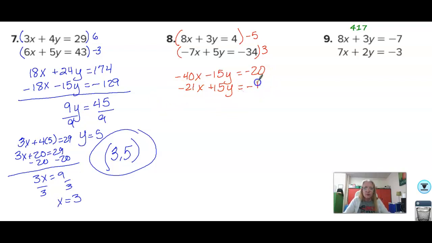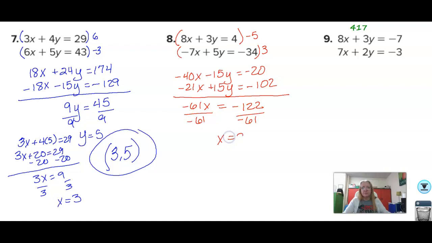Negative 102. All right, now we can just add these together, and this will give me negative 61x. Those drop out, and this gives me negative 122. And guess what? I'm betting if you double 61, you get 122. So dividing both sides by negative 61, we get x is 2.